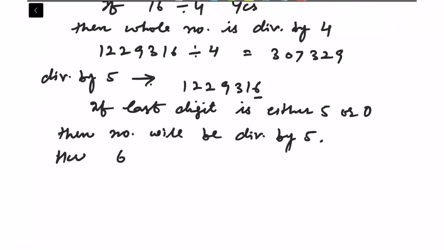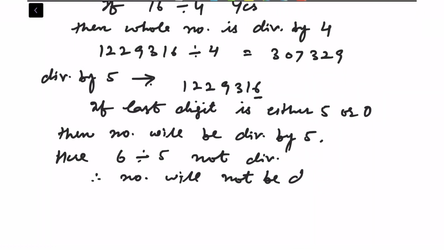Here we are seeing that 6 is not divisible by 5, so the whole number will not be divisible by 5. To see if the number is divisible by 5, we will have to see the last digit only. If it is 0 or 5, only then the number will be divisible by 5.